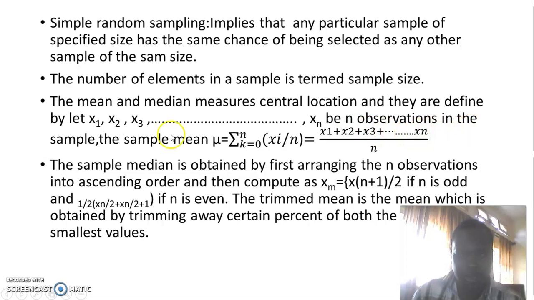Let n be the number of observations in the sample. Then the sample mean is given by the sum of the observations xi from k equals 1 to n, divided by n. This formula will give us the sample mean, which is equal to x1 plus x2 plus x3 plus ... plus xn over what? N, which is the number of observations.